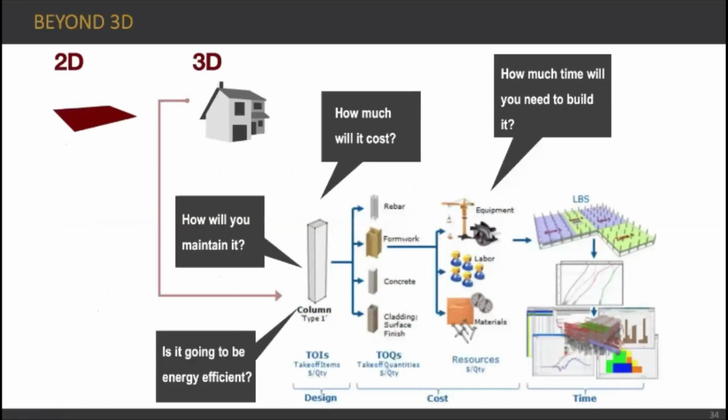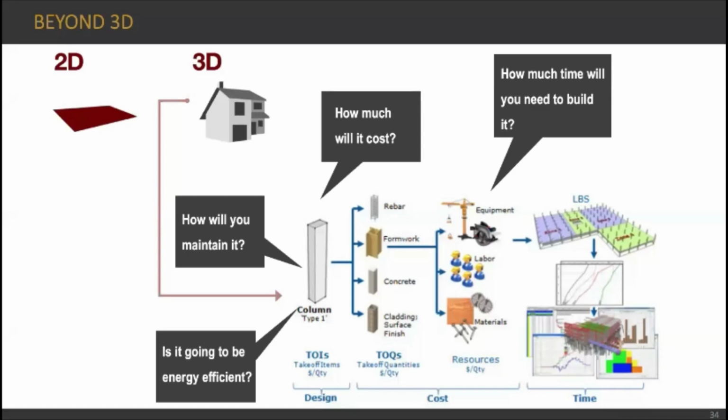Which I'm now going to mention because it goes beyond 3D. So we have the 3D model and we have the smart objects because they behave like a column. This column knows that it's a column and behaves like that. So how much will it cost? We need also that information. How much time will you need to build this column or this section of your project? How will you maintain it? Is it going to be energy efficient or not? You may have some sustainability concerns, and you may want to get a green building certification. So then you need to think about the sustainability issues.